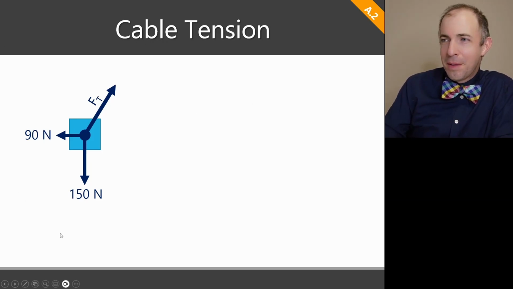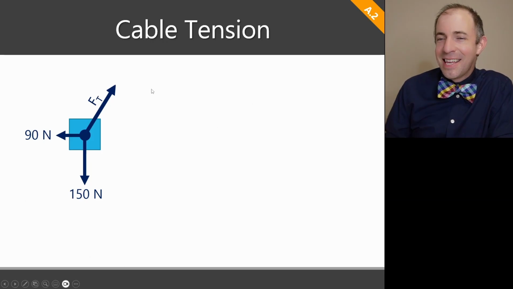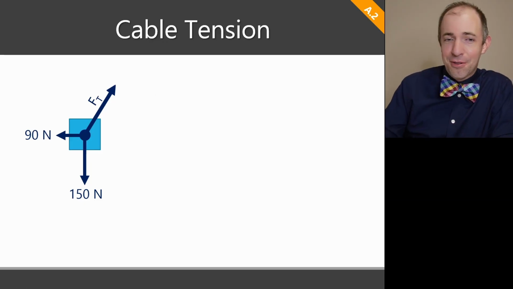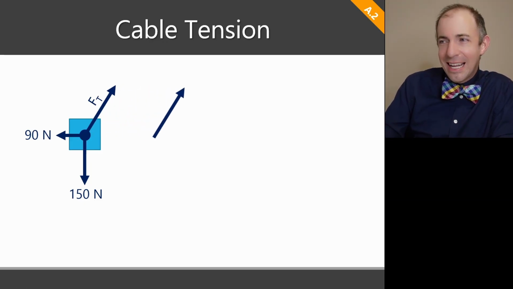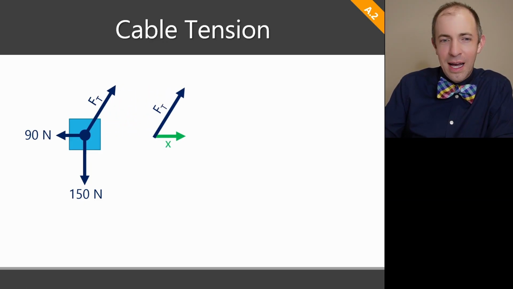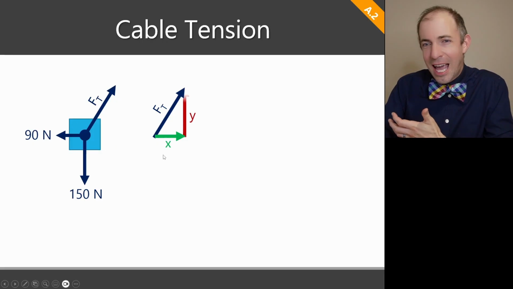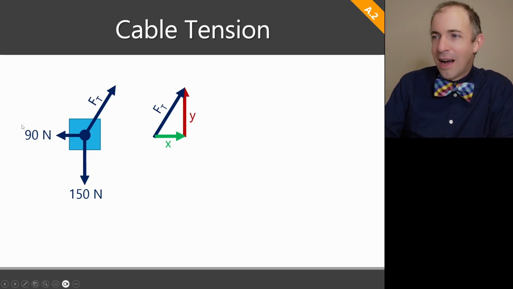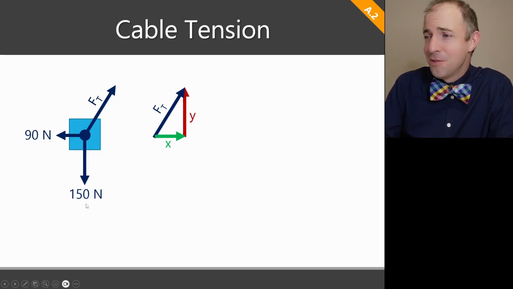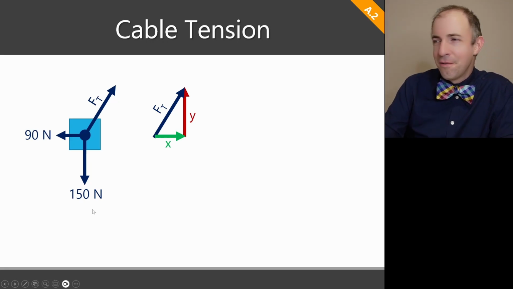If I have a free body diagram that looks like this, and the thing that I don't know is the angled force, as long as I know the angle, I can figure out what's going on here. Actually, I don't even need to know the angle. I know that this force of tension is partly X and partly Y. Here I know the other two forces. In the X direction, I've got 90 newtons, and in the Y direction, I've got 150 newtons.